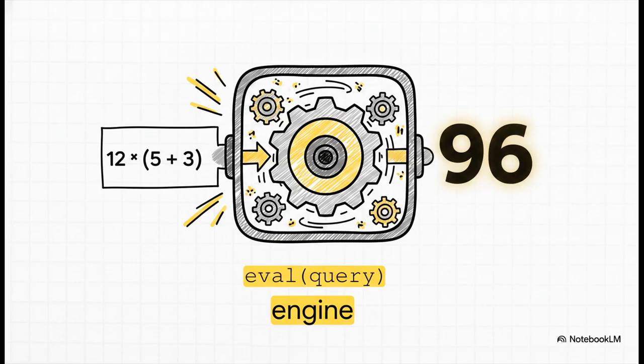It takes that string of text, sees it as a pure math problem, and just solves it. This is what perfectly turns 12 times 5 plus 3 into the number 96.